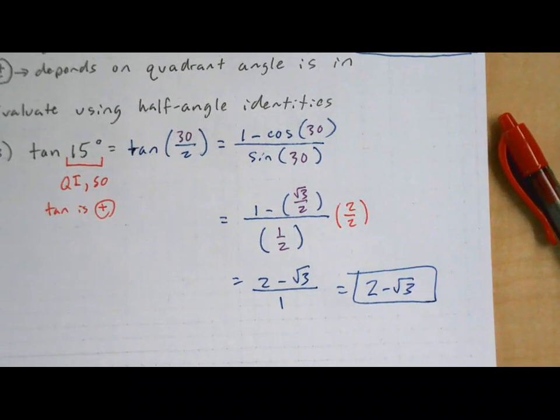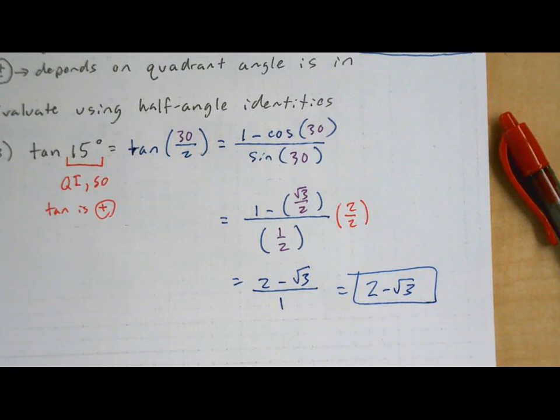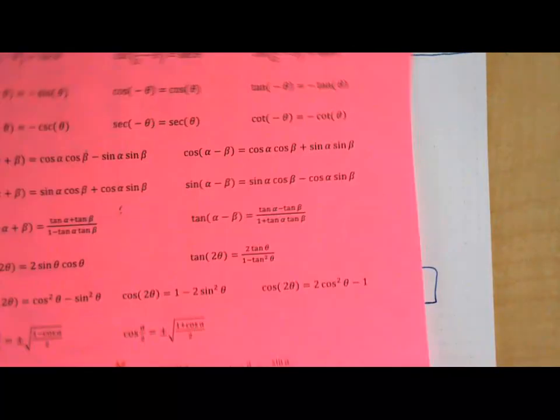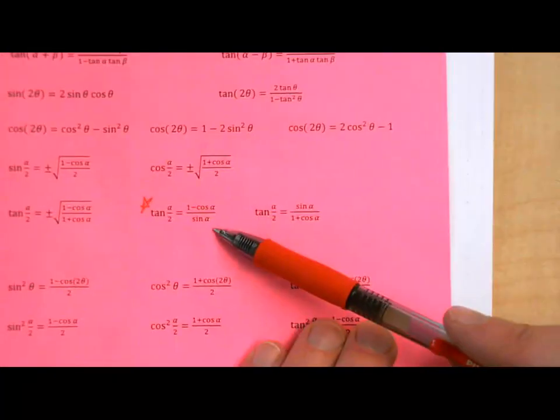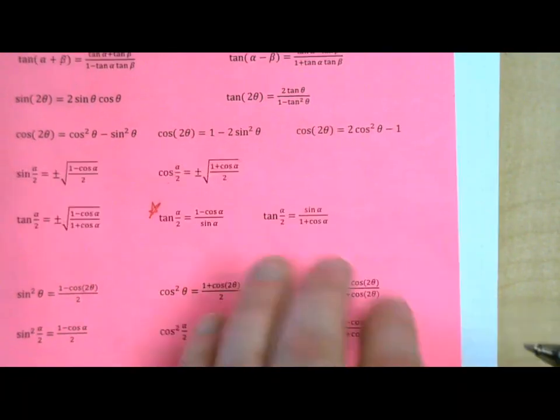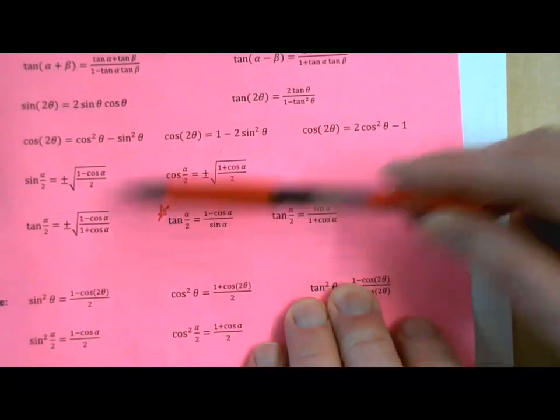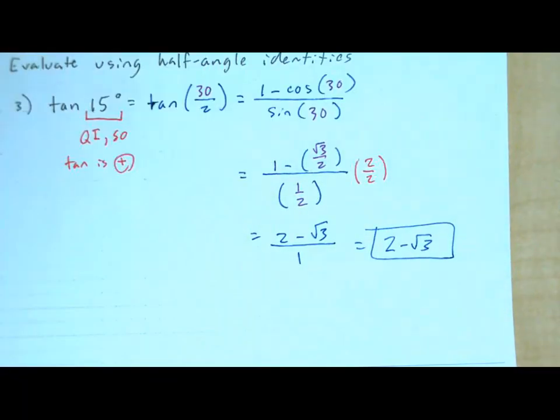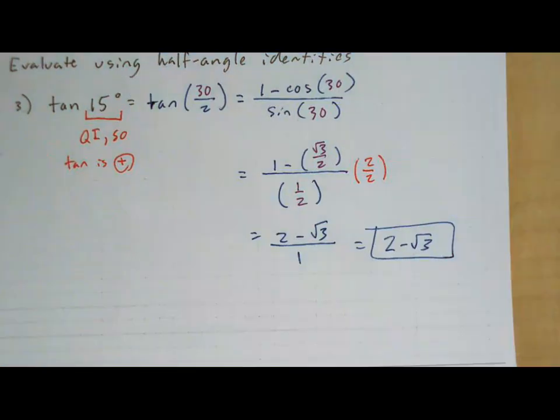Any questions there? Yes. Why is it not? Oh, why is this not 1 plus sine 30? Because that's not what it is on my identity. It's 1 minus cosine over sine. Yeah. Yep. Yes, you're right. It is in this version. Good question. Any other questions?